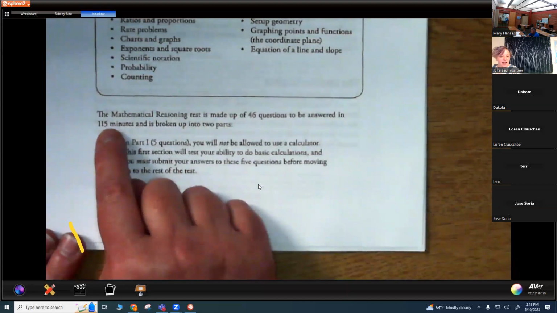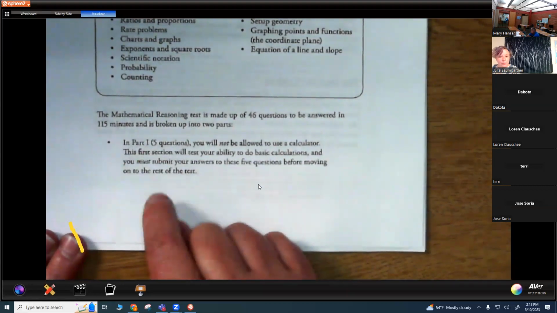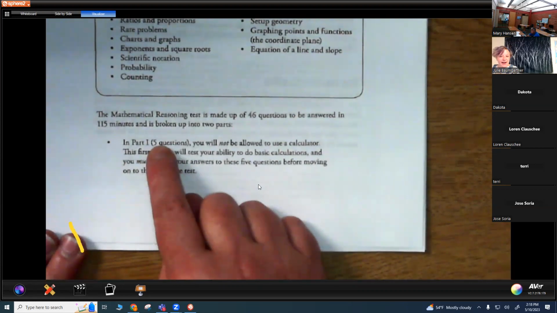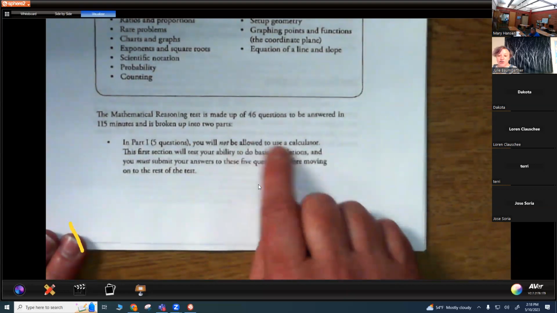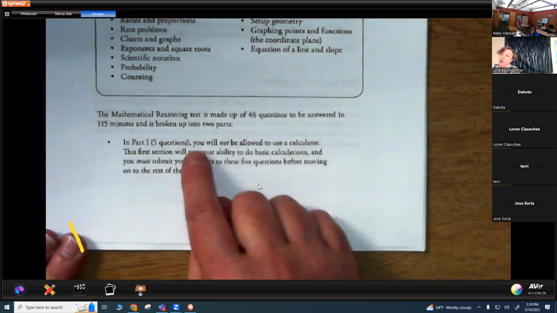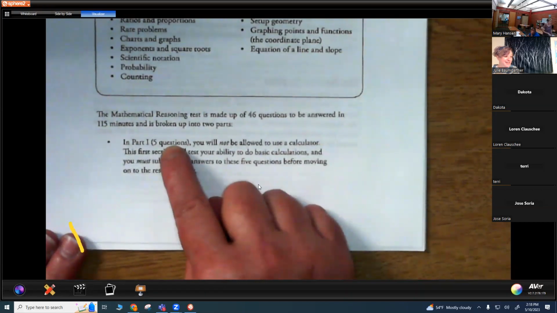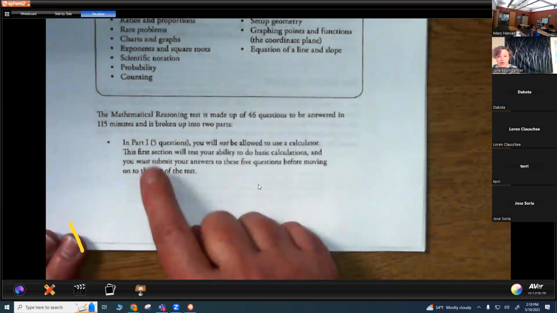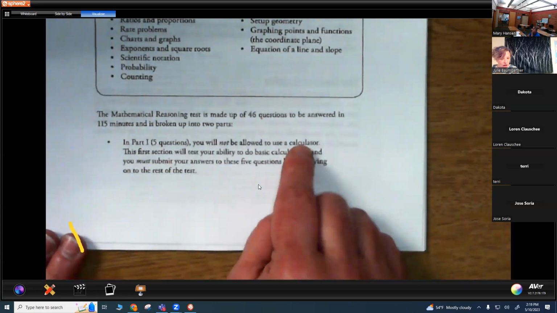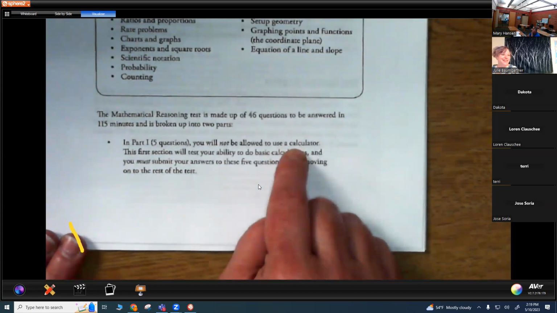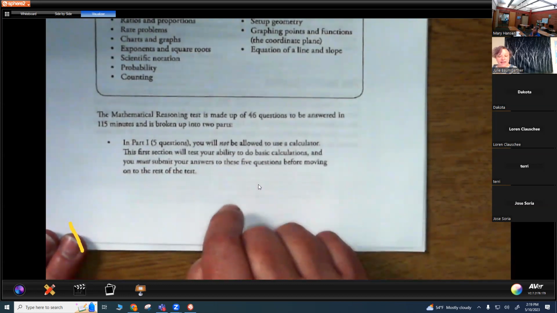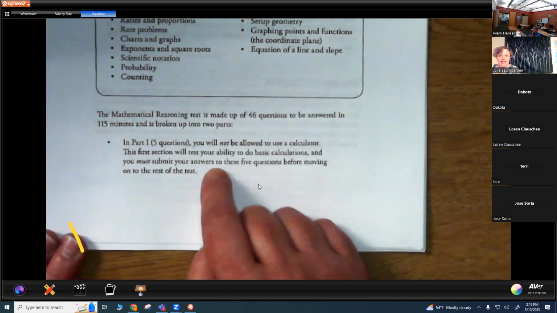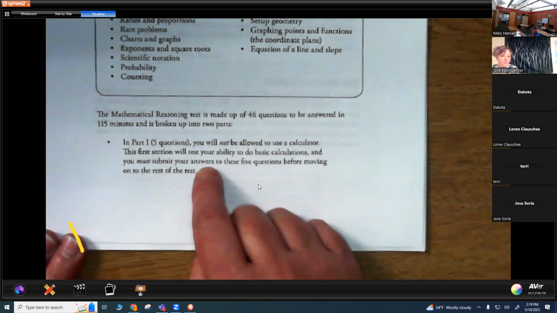And then this 115 minutes is broken into 2 parts. So part 1 is just 5 questions. And part 1 is the no calculator section. So luckily we'll only have 5 questions with that. And because it's the non-calculator section, it'll have you do basic calculations and submit the answers. And it looks like you need to complete part 1 before it'll let you continue to part 2.